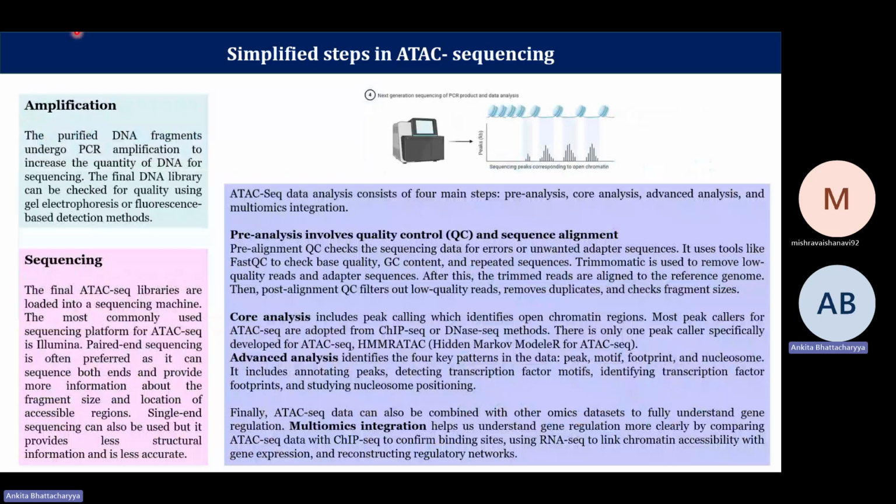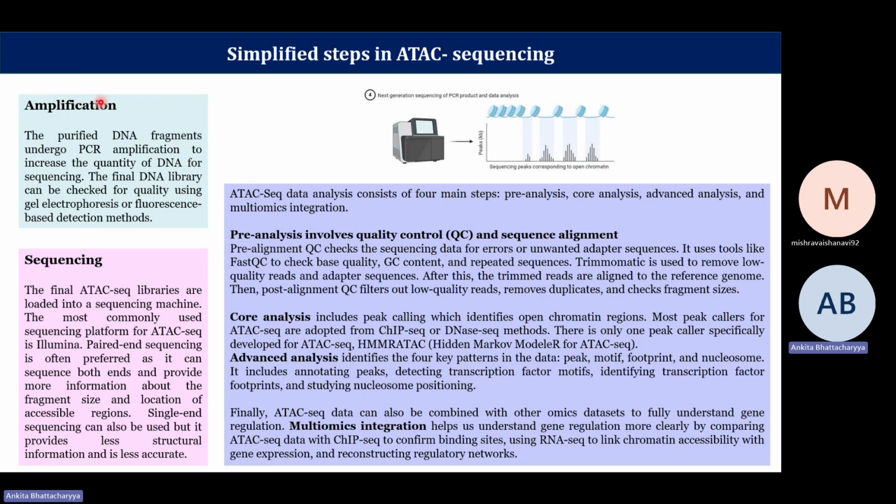Then you have your amplification step, whereby your purified DNA fragments have to undergo PCR. You increase more and more DNA that is going to allow you to perform sequencing. The final DNA library can then be checked using gel electrophoresis or fluorescence-based detection methods, and you should have more and more of your desired DNA.